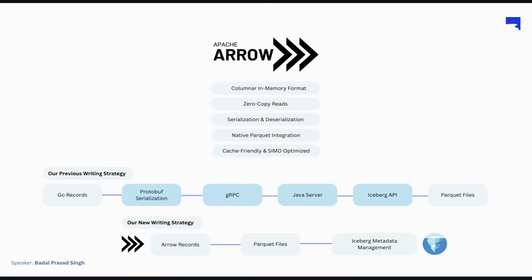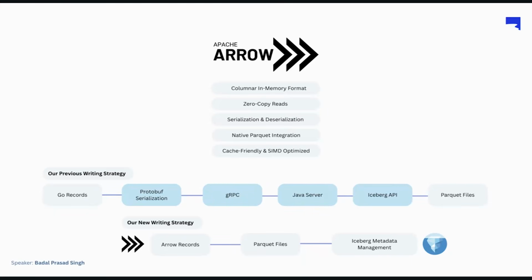It eliminates a lot of serialization and deserialization, which I will discuss was one of the primary caveats in our previous writing strategy. Apache Arrow also comes with inbuilt Parquet integration, so once we use the Arrow library, we don't have to depend on another library to write Parquet. That was one of the major benefits. We also cannot ignore the system benefits: Arrow is cache friendly and uses a lot of SIMD operations to compute fast.